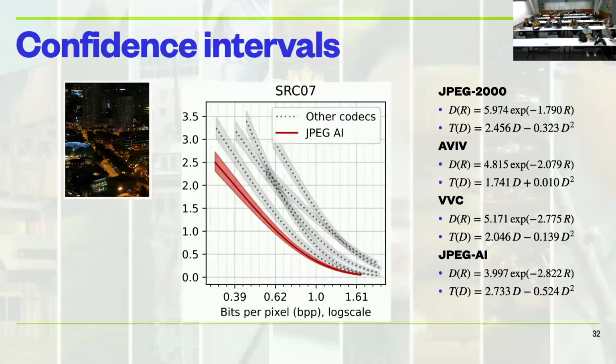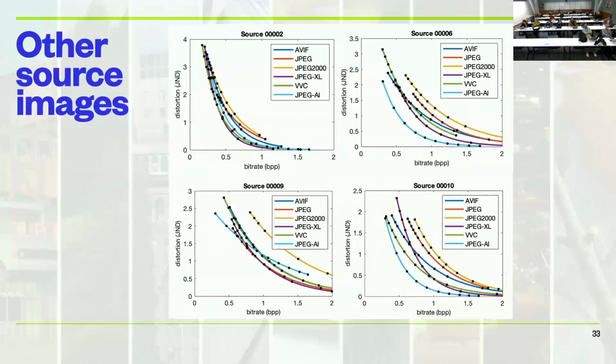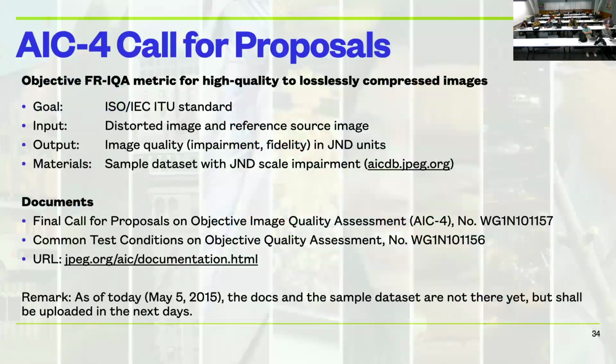And if you wonder about confidence intervals, here you can see the confidence intervals derived from bootstrapping the data 1,000 times for source 7. And you can see that the different codecs are distinguishable also in this figure. Okay, these are then the results for the other 4 source images. I don't need to explain that anymore, I think, and can come to the conclusion now with the call for proposals.